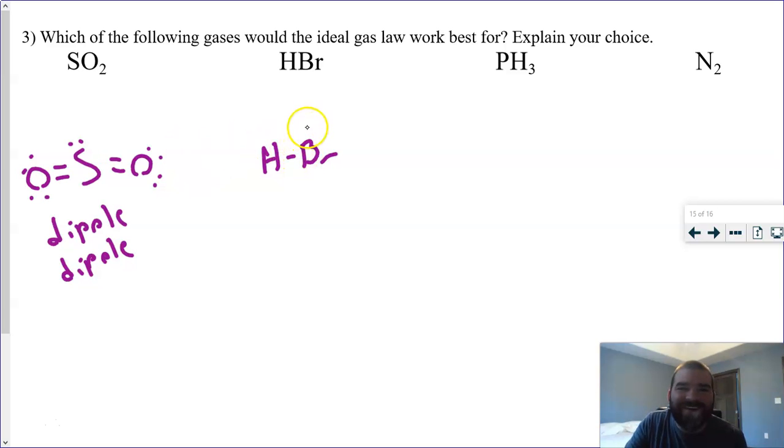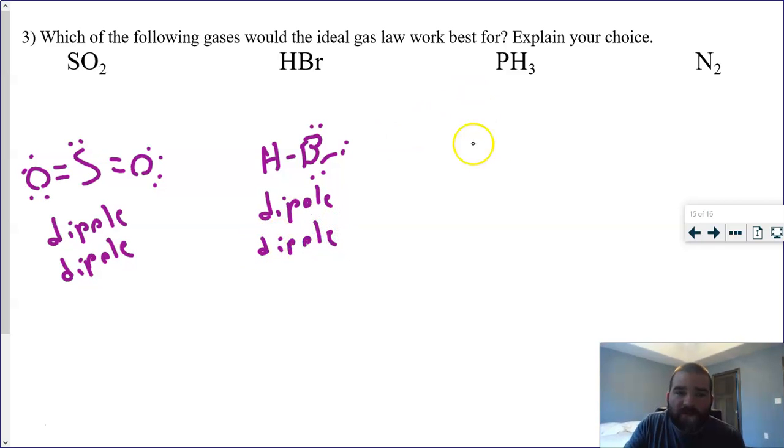There we go. Ooh, that's not good. That's a B. I don't know if that's better or worse. Whatever. All right. HBr. This also has dipole-dipole. PH3. This is the exact same structure as ammonia, just with a phosphorus in the middle instead of a nitrogen.